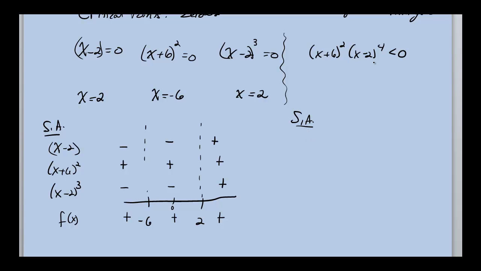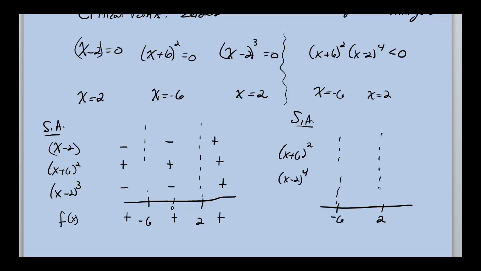If I had caught that these two are the exact same 0, I would still have gotten the zeros x equals negative 6 and x equals positive 2. Setting up the exact same way, I would have negative 6 and positive 2, and here I would have x plus 6 squared and then x minus 2 to the fourth. If I raise any value to an even exponent, whether it be 2, 4, 6, or 8, we are always positive across the board. It can never be negative. So here's positive, positive, and positive.